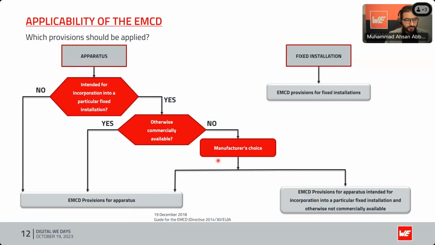And in the case of apparatus, you need to consider, and this is a little bit more complex but worth discussing, whether the sub-assembly, for example, or apparatus is part of an installation, and then the EMC directive will be applicable to the whole system. But if you are not intending to make it available on the market as a single separate unit, or it is not commercially available, then it's the choice of the manufacturer whether he wants to choose the provisions applicable for an apparatus or for equipment which is intended to be applied in or sold as a separate unit commercially.